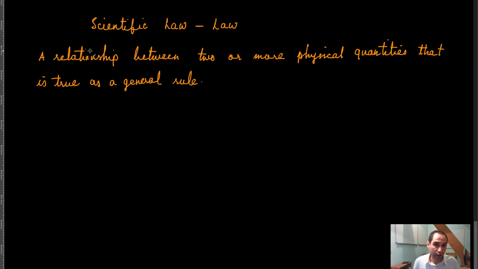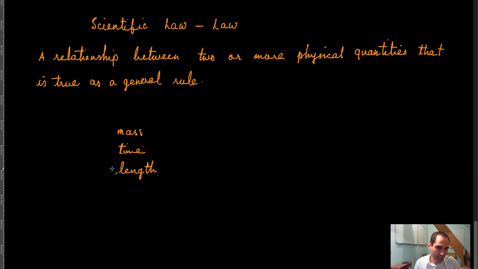So when I say a relationship between two or more physical quantities, for example, a physical quantity is, for example, mass. For example, time is a physical quantity. For example, length is a physical quantity. For example, luminous intensity is a physical quantity. Or electric current is a physical quantity.